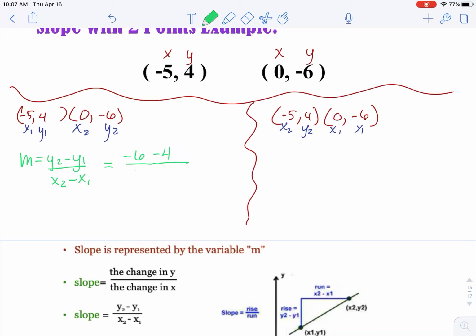-6 minus 4. It's that minus that negative. 0, -6 minus 4 more is -10, and 0 minus a -5 is the same as plus. I get negative 10 divided by 5, and negative divided by a negative is a negative 10 divided by 2. So it can be 2 over 1 or just negative 2.